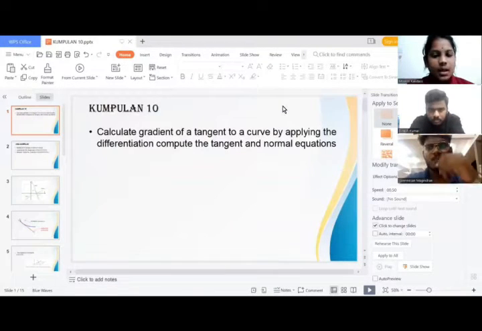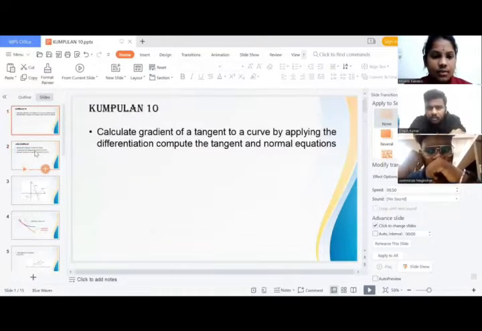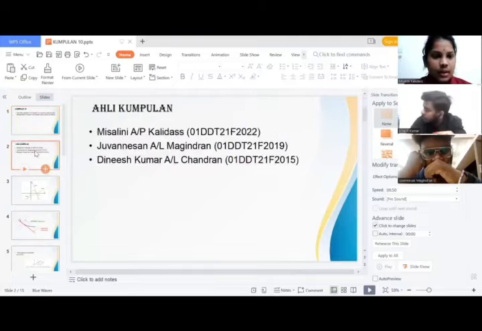Today, I would like to present about gradient. The group members are Junaisa and Deepak. This is the title of our presentation: calculate the gradient of a tangent to a curve by applying differentiation, and compute the tangent and normal equation.